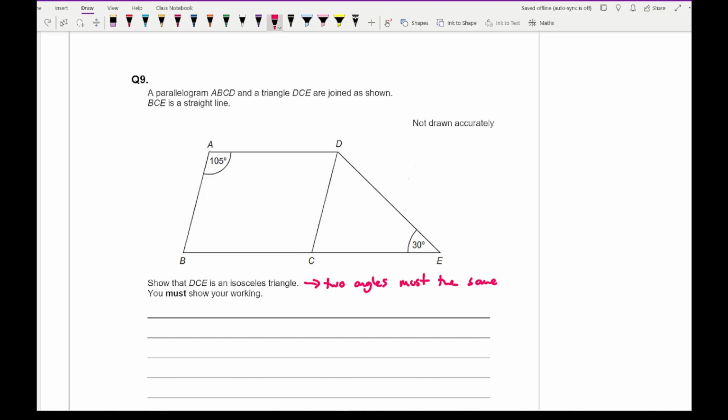So knowing that it's a parallelogram means that opposite angle is going to be the same. So that's going to be 105. And from this, I can then work out that it does say that BCE is a straight line. So this angle here is going to be 180 minus 105, which gives me an answer of 75 degrees. I can then work out what this third angle in the triangle is going to be, because angles inside a triangle add up to 180. So 180, take away 30, take away 75, and that's going to give me 75 degrees.